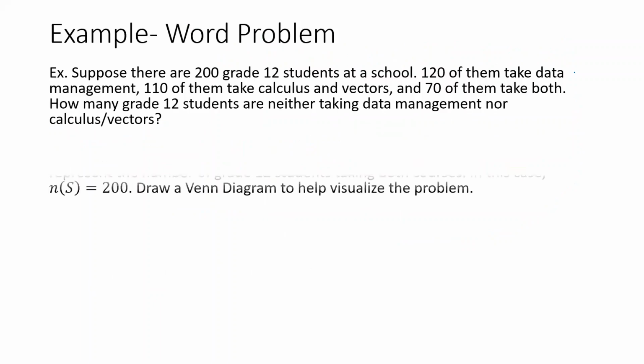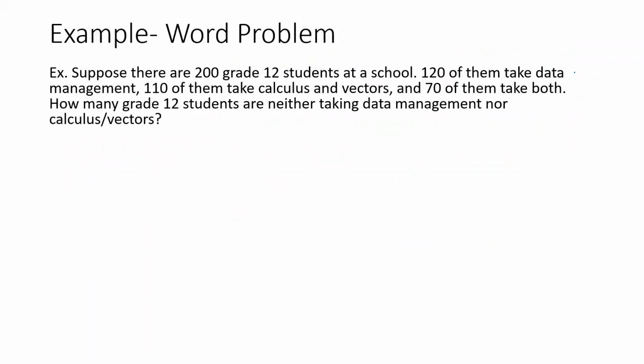So let's look at a word problem. There are 200 grade 12 students at a school. 120 of them take data management, 110 of them take calculus and vectors, and 70 of them take both. How many grade 12 students are taking neither data management nor calculus and vectors?